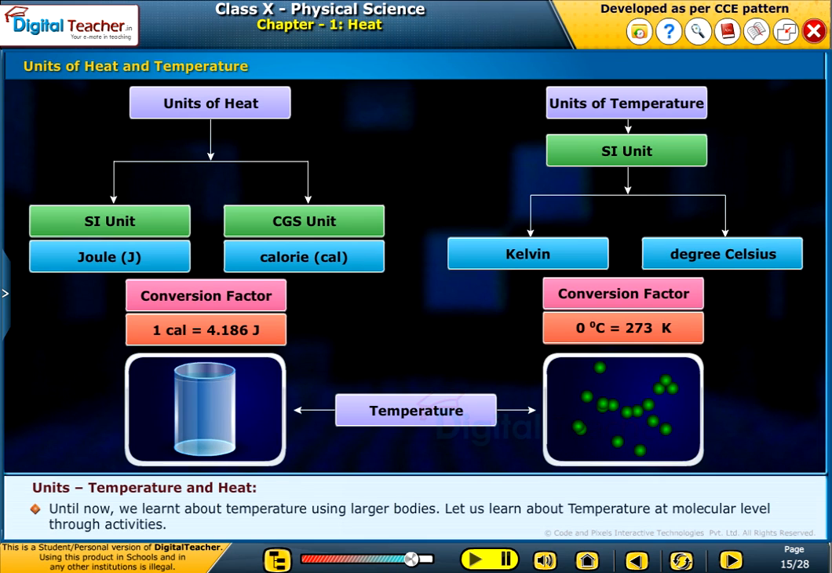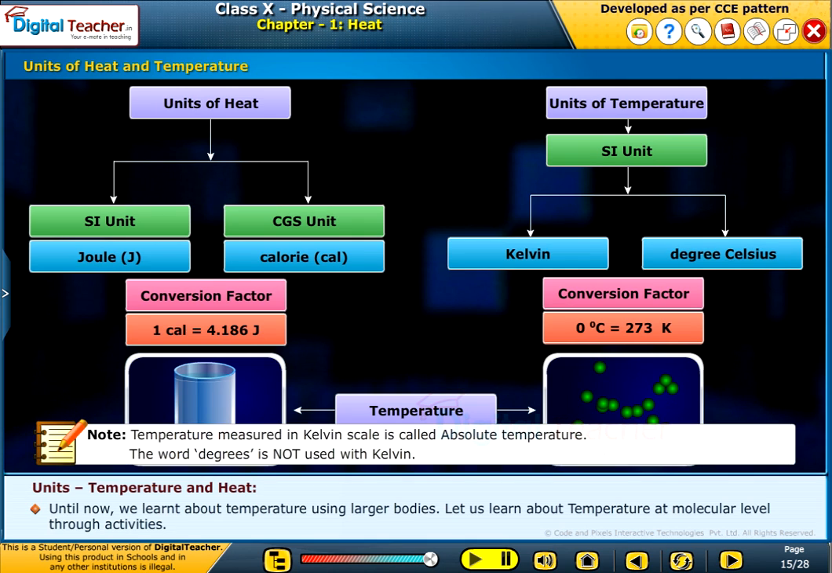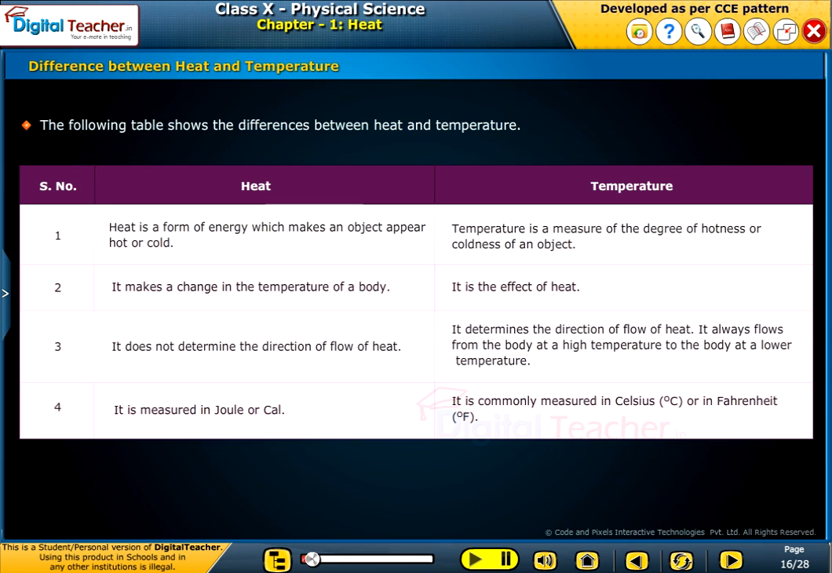Until now, we learned about temperature using larger bodies. Let us learn about temperature at molecular level through activities. The following table shows the differences between heat and temperature.